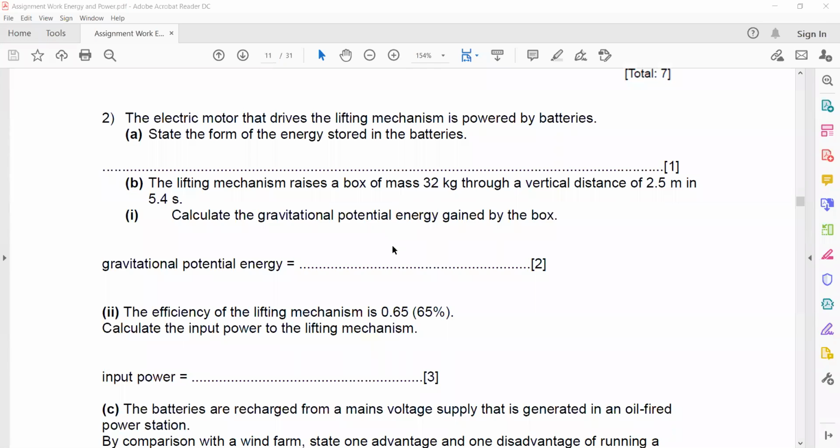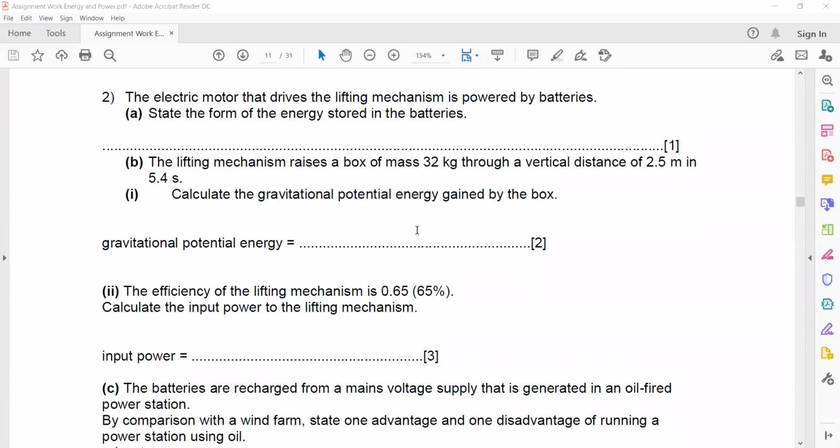Okay, we'll solve some questions now related to this energy topic. The electric motor that drives the lifting mechanism is powered by batteries. State which form of energy is stored in the batteries. Chemical. Yeah, chemical is the right answer. The lifting mechanism raised a box of mass 32 kilograms through a vertical distance of 2.5 meters.